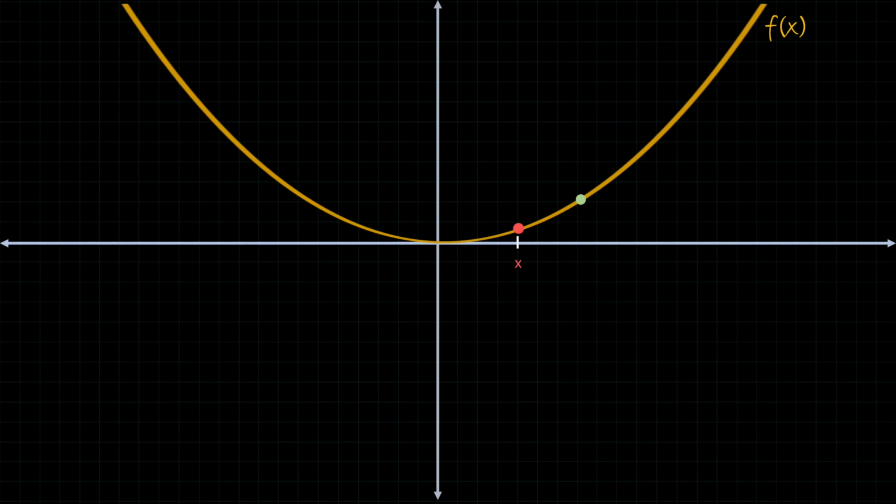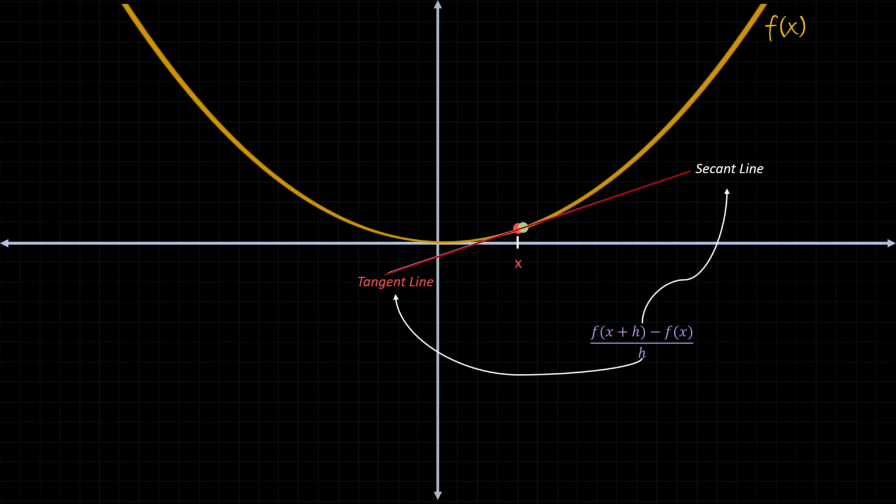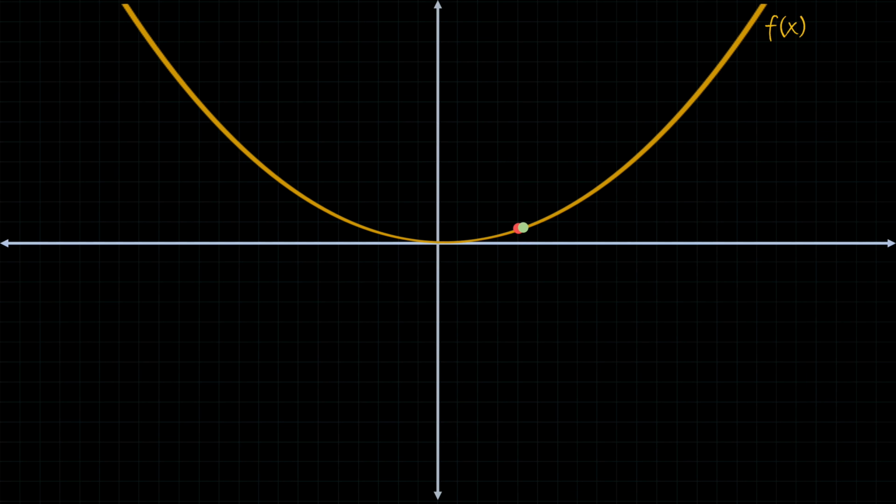Okay, let's go more extreme. Let's move my second point even closer to my first point. As you can see, now the secant line between the 2 points is very similar to the tangent line to my original point. In fact, it can get so similar that the equation for the slope of the secant line can be applied to the tangent line. As the points get closer and closer together, what happens to my h value? My h value is getting smaller and smaller and smaller.